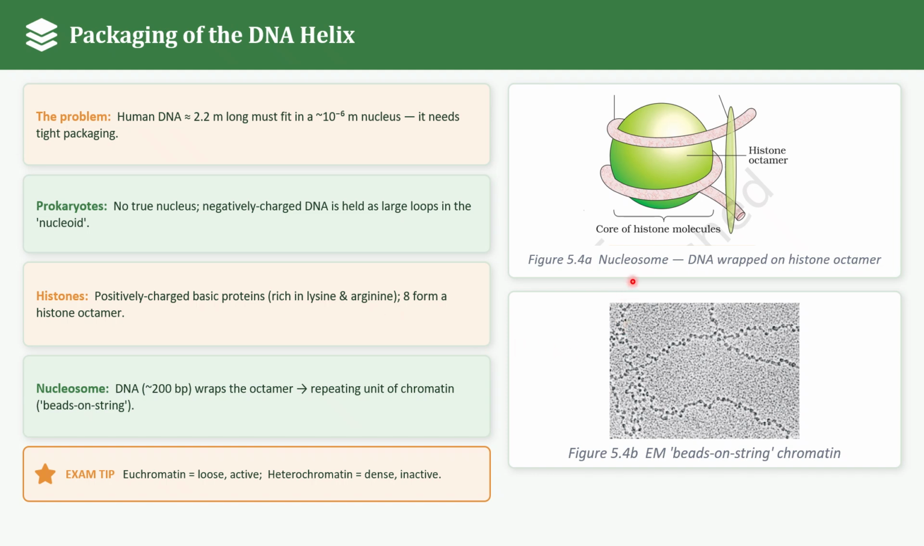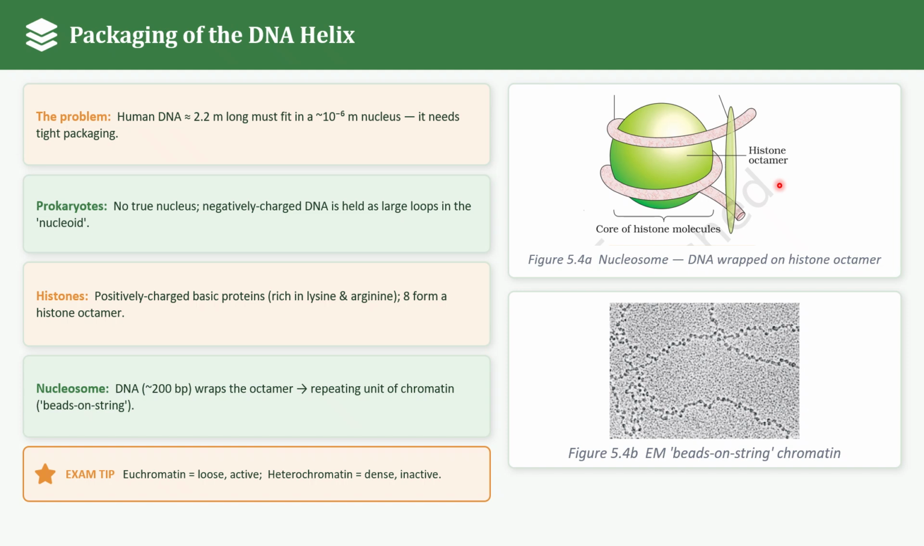Yeah, along with the picture I'll teach you. Just look at this picture. At the center you can see a group of 8 histone proteins. This is the histone octamer. This group is called the histone octamer. It consists of 2 molecules of H2A, 2 molecules of H2B, 2 molecules of H3 and 2 molecules of H4. These 8 histones form a spool-like structure.